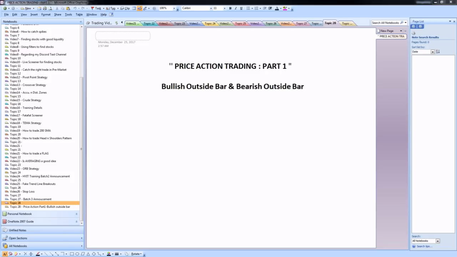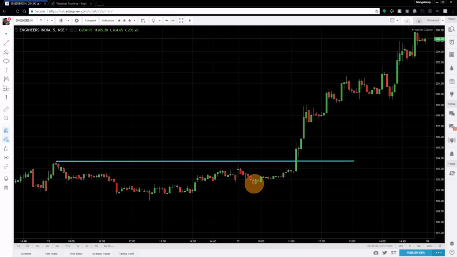Hope that is clear. Now I have an example of a bullish outside bar and will explain how a trader might anticipate the move and trade using just the candlesticks. In other words, the trader is doing price action trading. So let me take you to the chart. The example that I have taken up is for Engineers India.